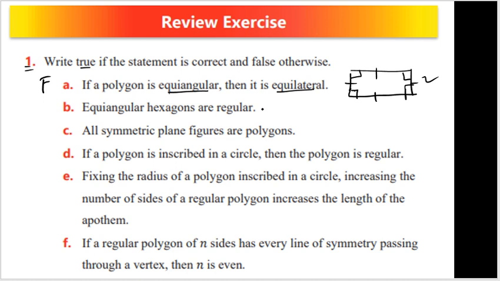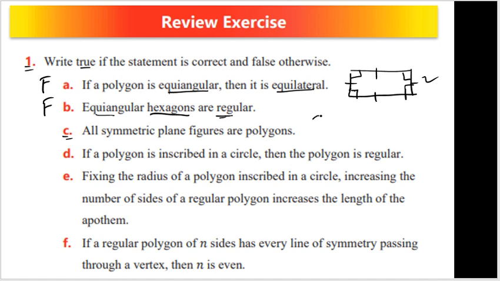Again, this is false. There are hexagons which are equiangular, but they are not regular. To be regular, it must be equiangular and equilateral. What does it mean? Every side must be equal and every angle must be equal to say it is regular. So there are hexagons which are equiangular but not regular. So this is false. And when you go to C, all symmetric plane figures are polygons.